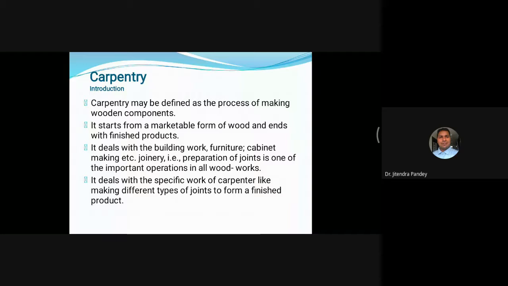हम कोई फर्नीचर बनाते हैं. If you want to make furniture, then we take wood of a geometrical size, and accordingly we choose the wood in geometrical size in order to make a finished product. It deals with building work, furniture, cabinet making, and joineries. Preparation of joints is one of the important operations in all woodworks.